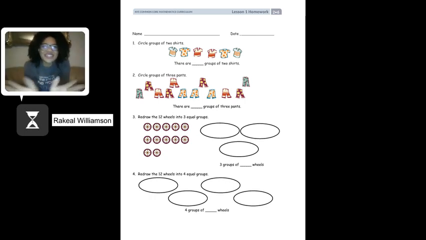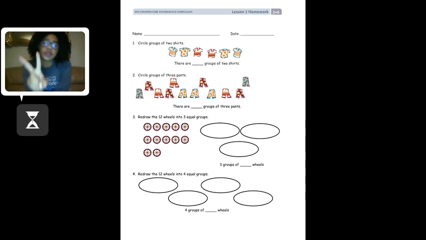All right, boys and girls, it's time to finish up with our homework. I'm just going to go over these so we can work through these problems together. And so our first one says, number 1, circle groups of 2 shirts. So I'm going to make groups or red circles with 2 shirts in each one. So I'm going to grab my red pencil and I'm going to make groups that has 2 shirts in it.